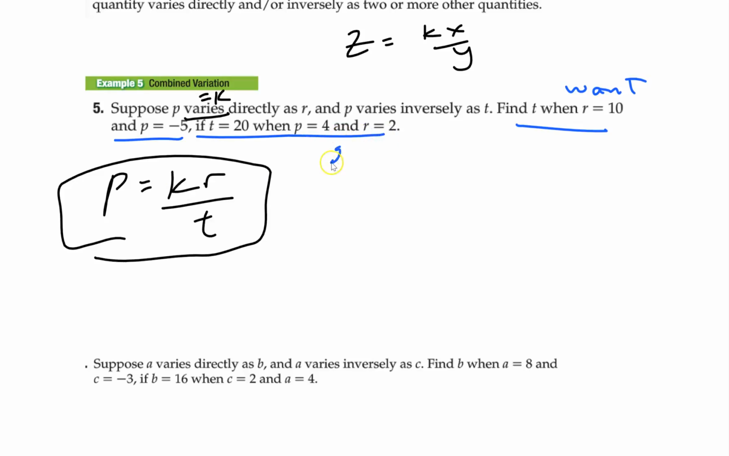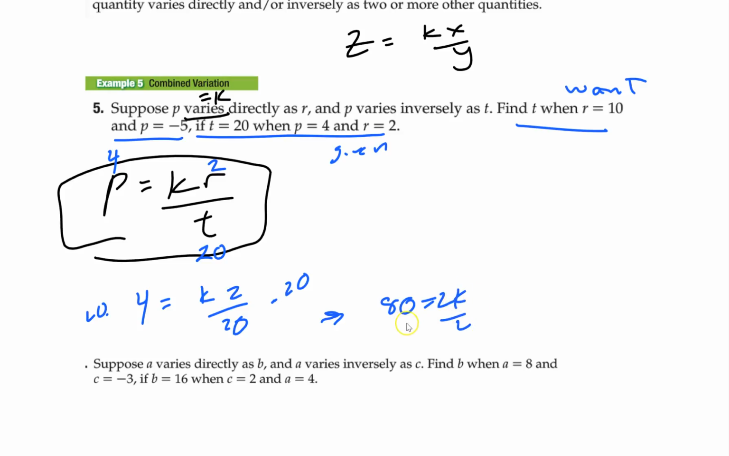Here it is, this is what they give us. t equals 20 when p is 4 and r is 2. See, I have everything I need to find k. I have this right now. Solve for k, multiply both sides by 20, and you're going to get 80 equals 2k, divide by 2. k equals 40. Now remember, we're not done. We just found our k, so now we can plug it in. Here's my equation.